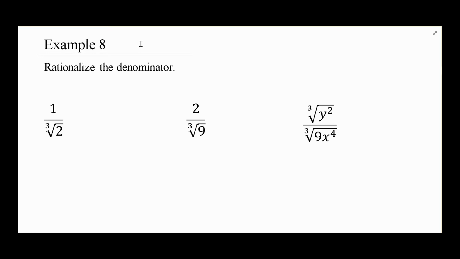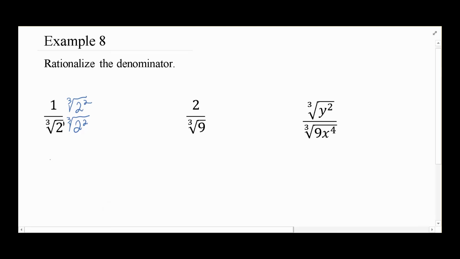So here's example 8, and directions are to rationalize the denominator. For the first problem, our denominator is cubed root of 2. So let's go through our three questions. How many do I have? We're talking about 2's. How many 2's do I have? I've only got one of them. How many do I want to have? I want to have 3 of them. I want to have a perfect cube. So how many more do I need? I need 2 more. I have 1, I want 3. And that's what we multiply by in the top and the bottom. We multiply by 2 squared.